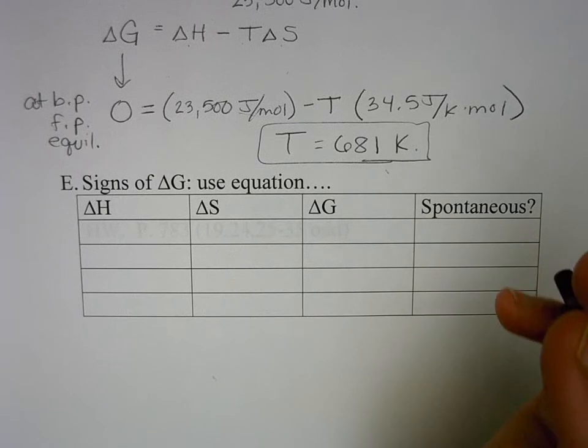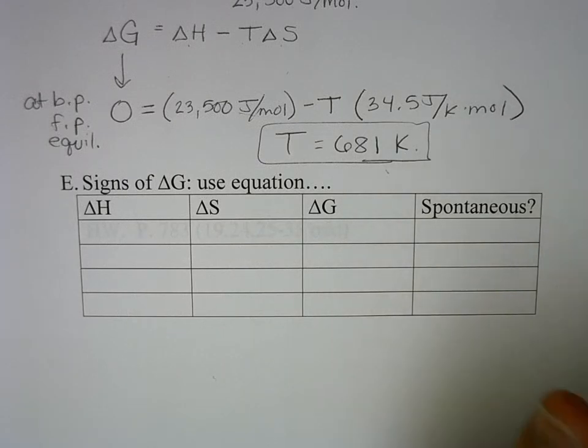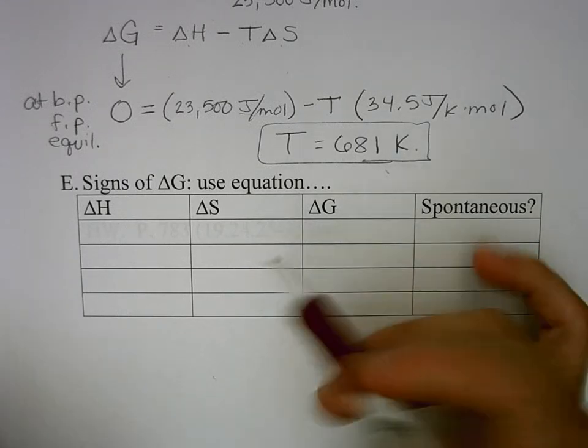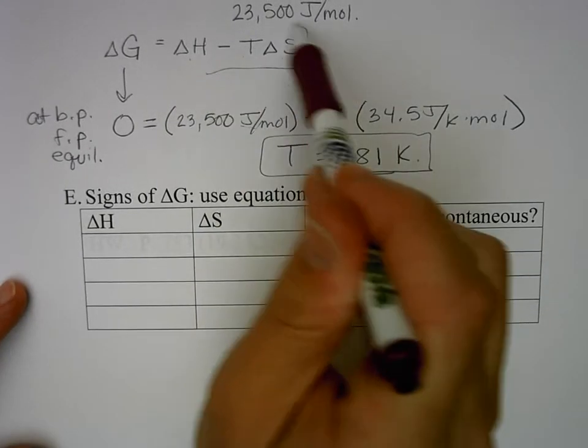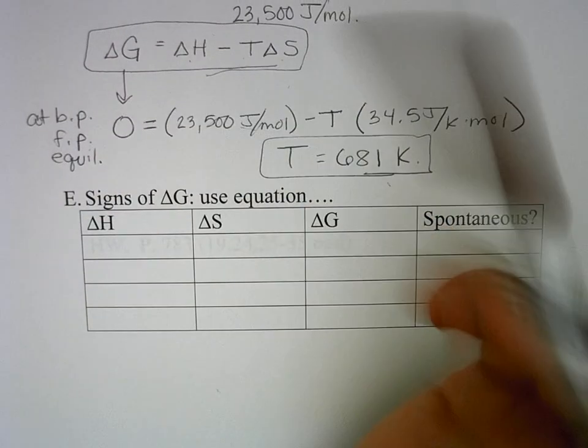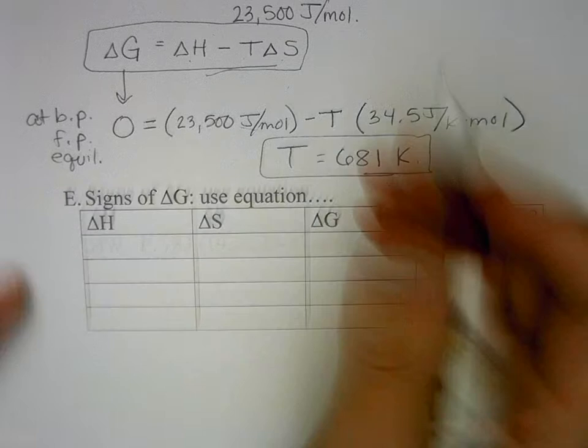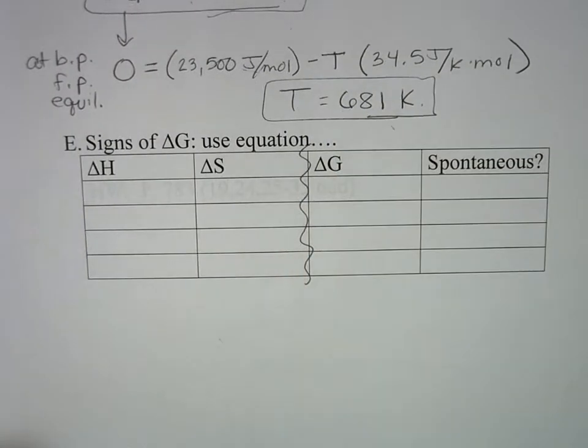Take a look at this. It's endothermic or exothermic, they'll tell you. And then they'll tell you if delta S is positive or negative, and then they're going to ask you if it's spontaneous without actually giving you numbers. So you have to be able to work with this equation conceptually without numbers.